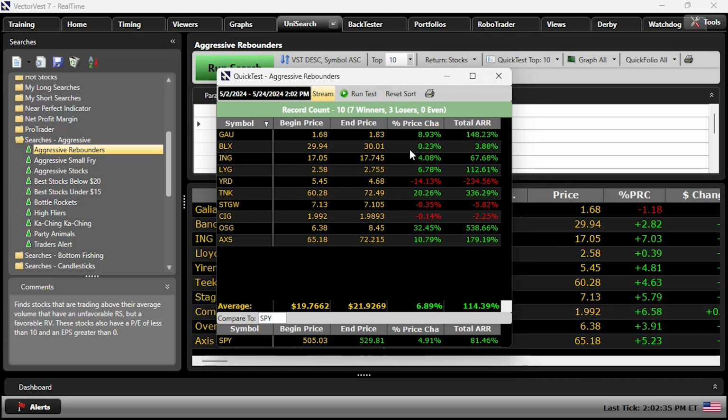6.89%. All right. In this, we had 7 winners. Let's go change this. We had 7 winners. Nice move. And this is what aggressive stocks do. In a short amount of time, they can go up double digits. 3 of the stocks, within that 20-day time period, went up double digits. That's what you're looking for.